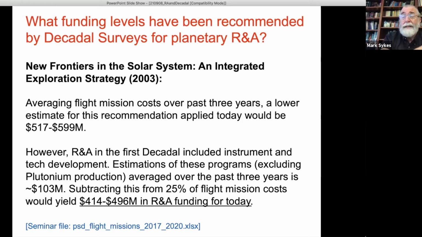But actually, back at the time, the first decadal was talking about programs that were grant programs. And at that time there was only PIDIP. So if we were to just consider the grant programs, like Picasso and Matisse today, this wouldn't be 103, it'd be much smaller. That would bump these numbers up a lot closer to the 517 to 599 from the first decadal. So just an interesting metric, and something to think about as we go forward here.